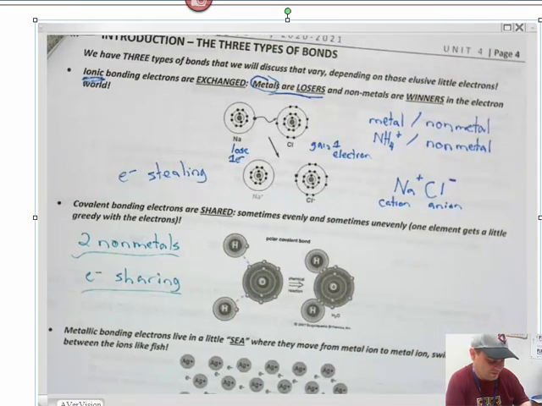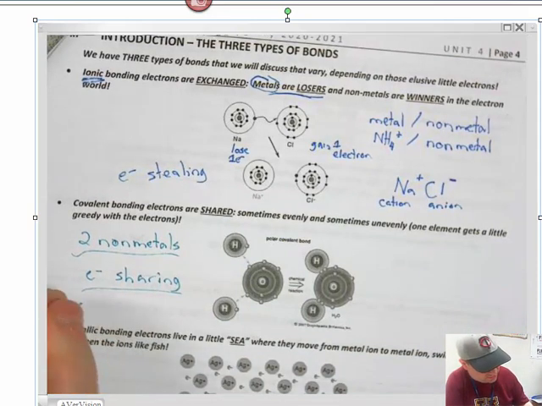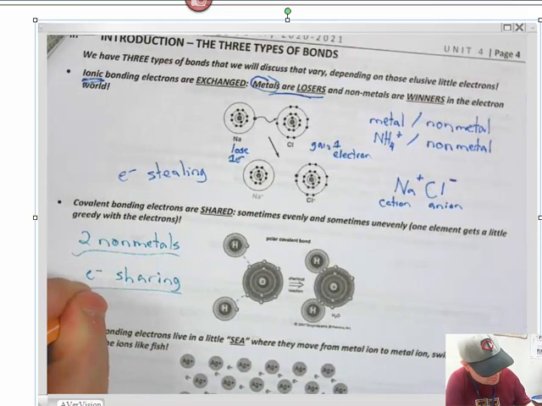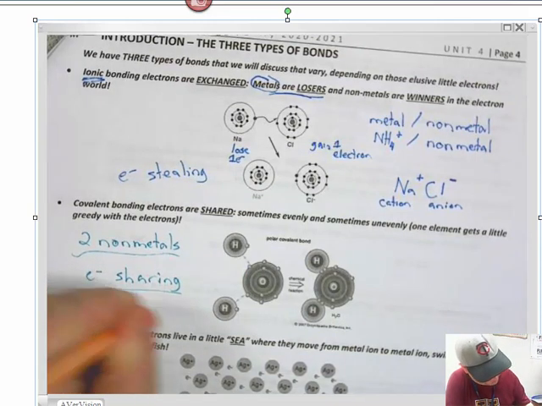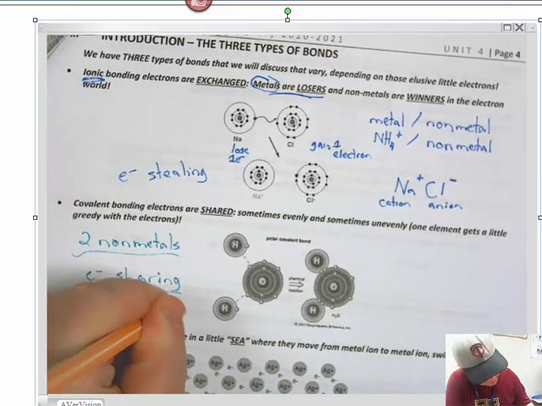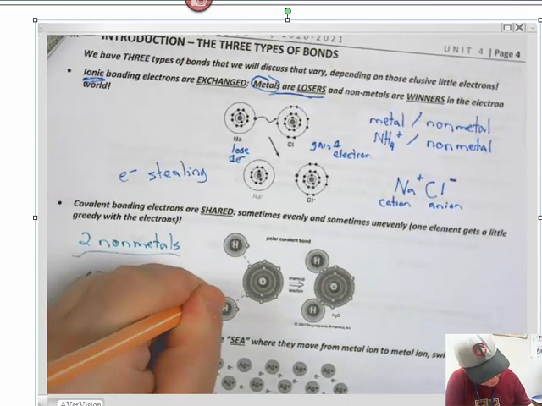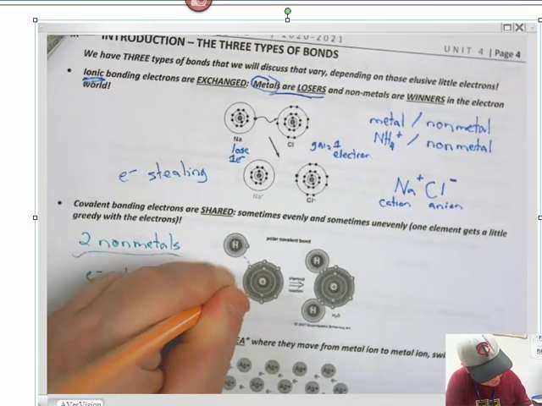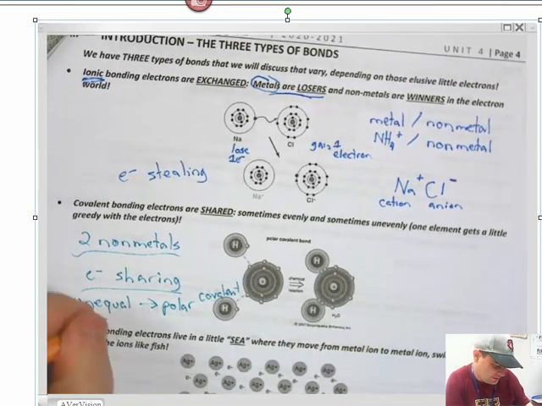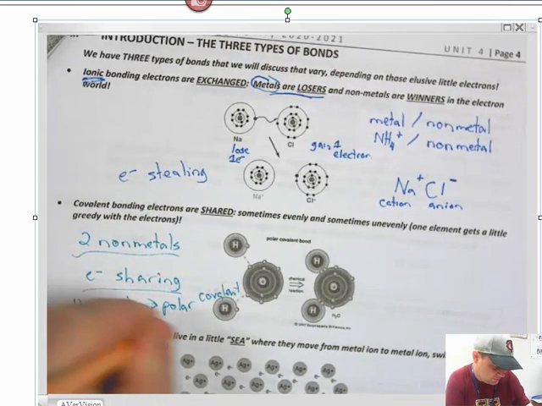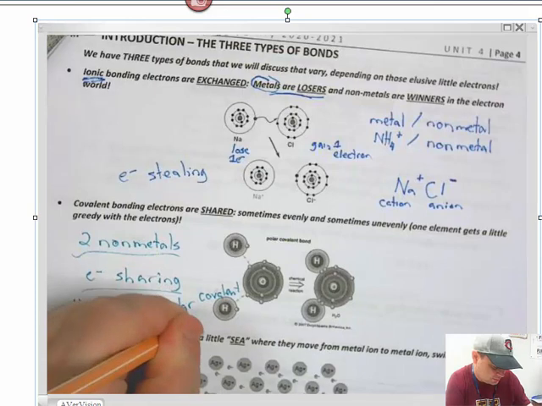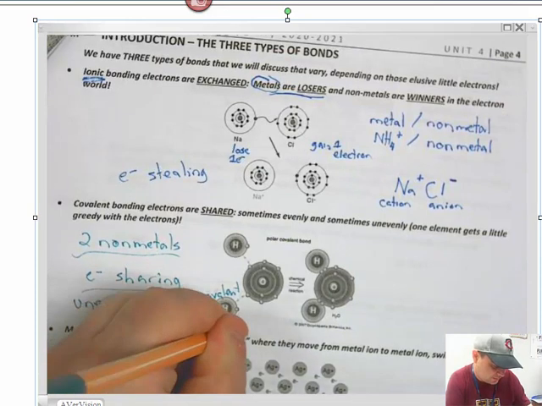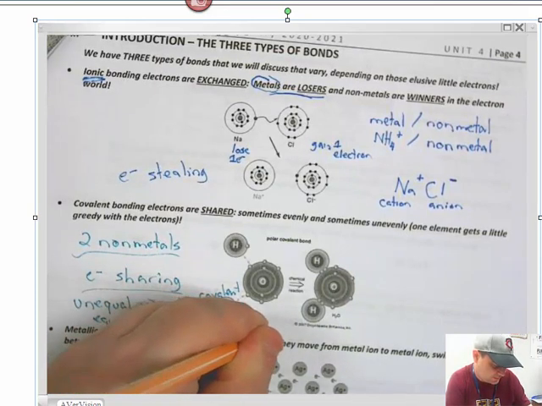Yes, I would agree. Now there are two ways to share. There is unequal sharing, which is called polar covalent, and we'll get into more detail of that later. And there is equal sharing, which is non-polar covalent.